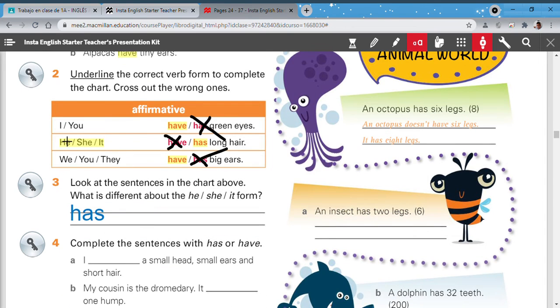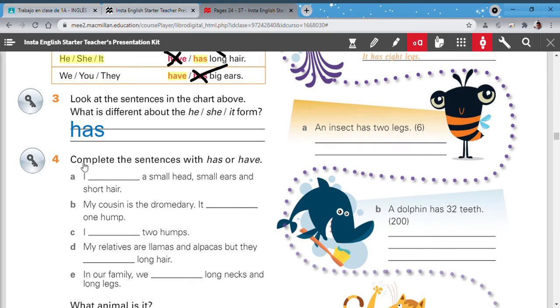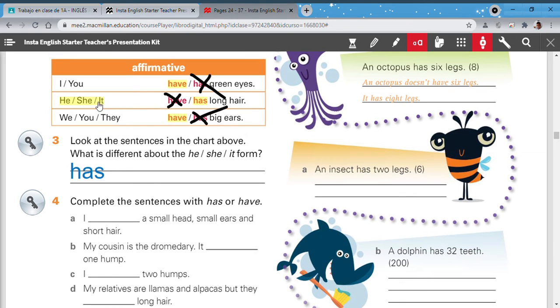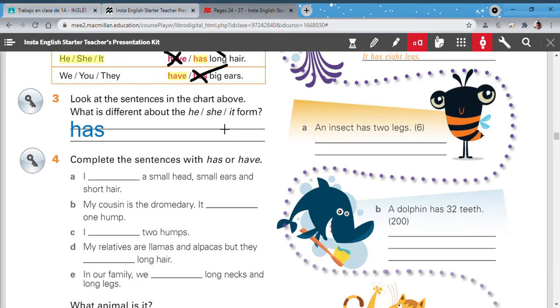Let's remember. I, you, we, you, and they have. For he, she, it has. That's very easy. I have a small head, small ears, and short hair. Have. Like this. My cousin is the dromedary. It, he, she, it has. Has.